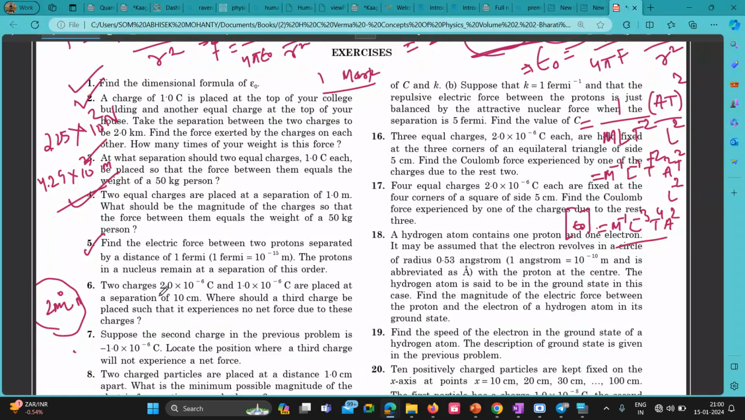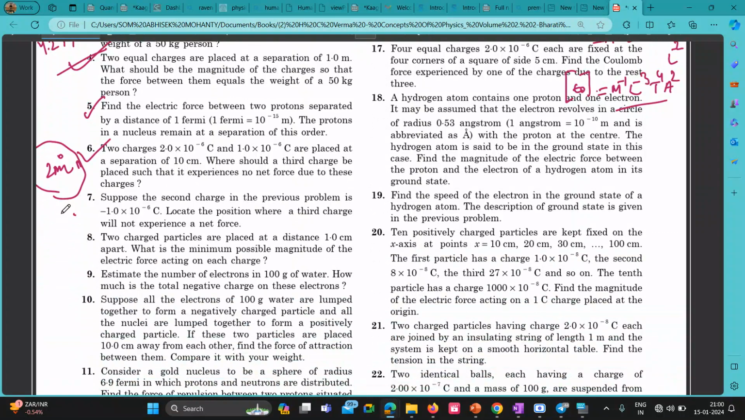Next question. Suppose the second charge in the previous problem is negative. Locate the position where the third charge will not experience a net force. This one is for you, homework. Number 7. Exactly the same kind of question.